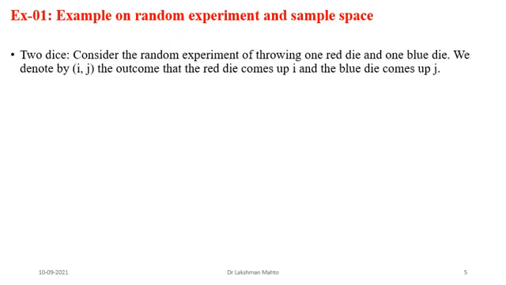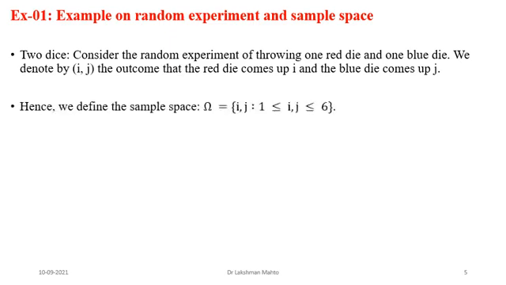I have taken many examples. Coming to an example of a random experiment and exhaustiveness, recalling what the sample space would be. Suppose we are taking a two dice game. Consider the random experiment of throwing one red die and one blue die, and we denote each outcome by an ordered pair (i, j), where i is the outcome that comes on the red die and j is the outcome that appears on the blue die. Okay, so it is an ordered pair. Order is very much essential here, that's why brackets always represent an ordered pair.